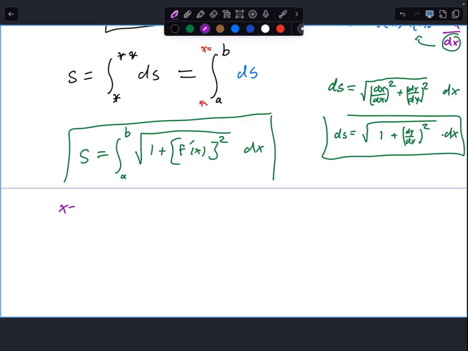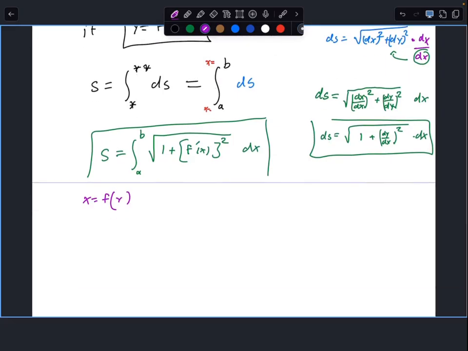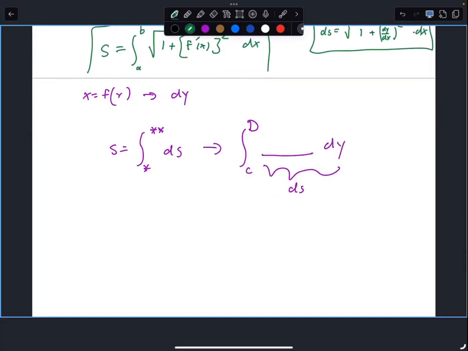What happens if x was a function of y? People are asking where the stars went. The answer is coming from here. If it's a function of y, I want dy. So s would be equal to star, star star in its most basic formula of ds. But I want it as the integral from c to d, because it's going to be something dy. I need to turn this whole thing, which was ds, into dy. So the stars become the new limits c to d, because my function is in terms of dy.